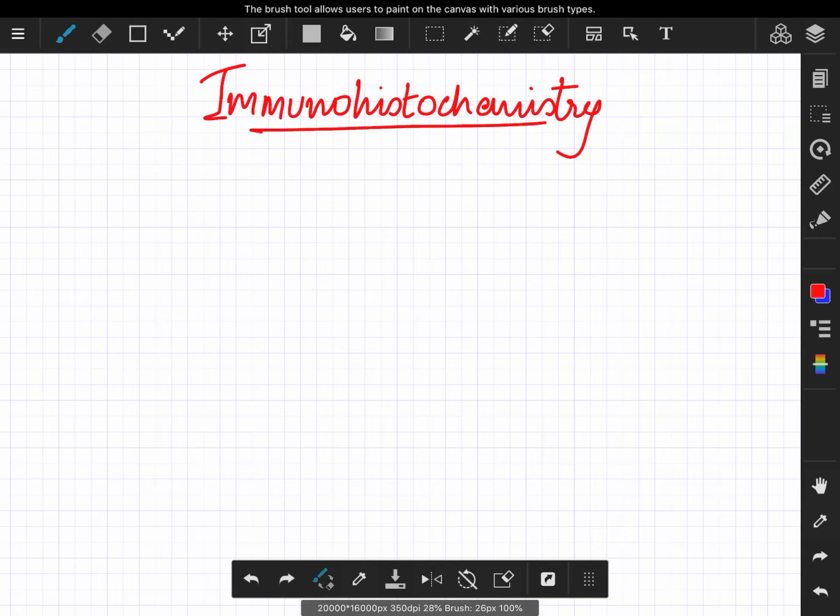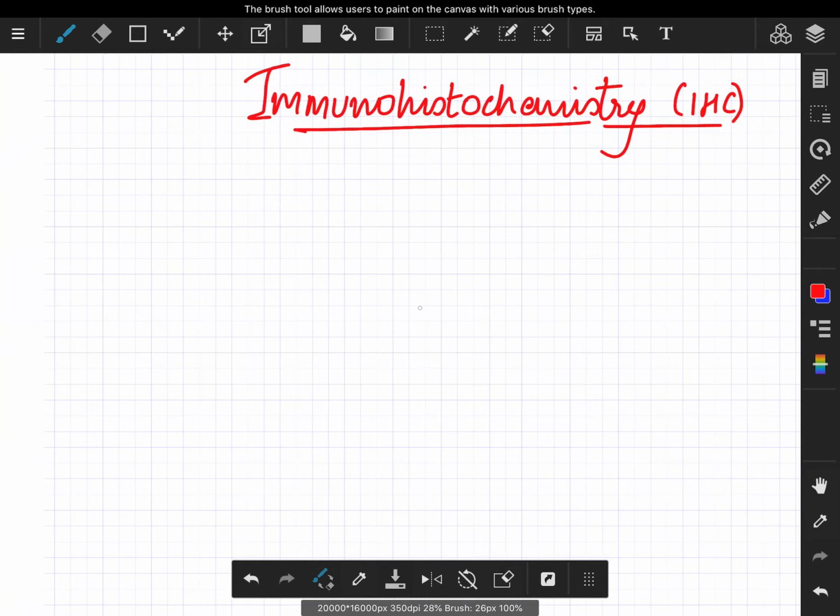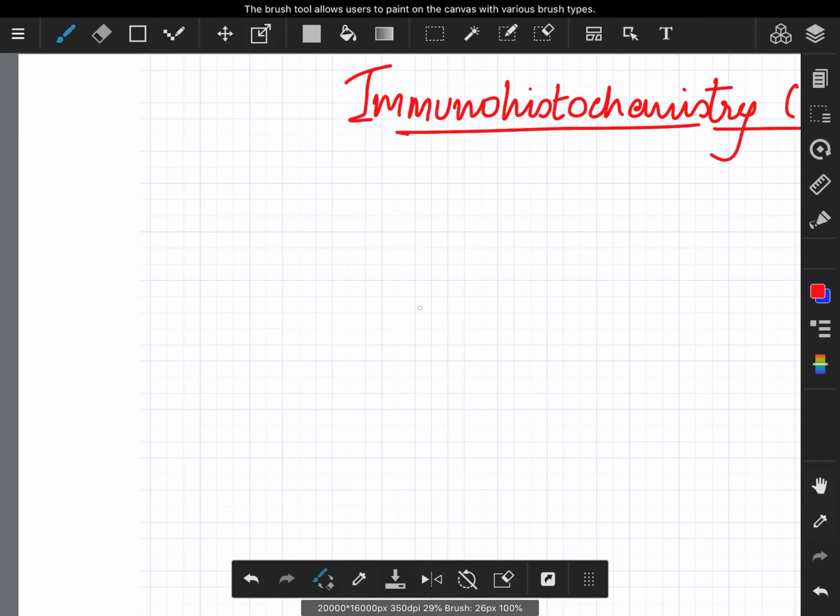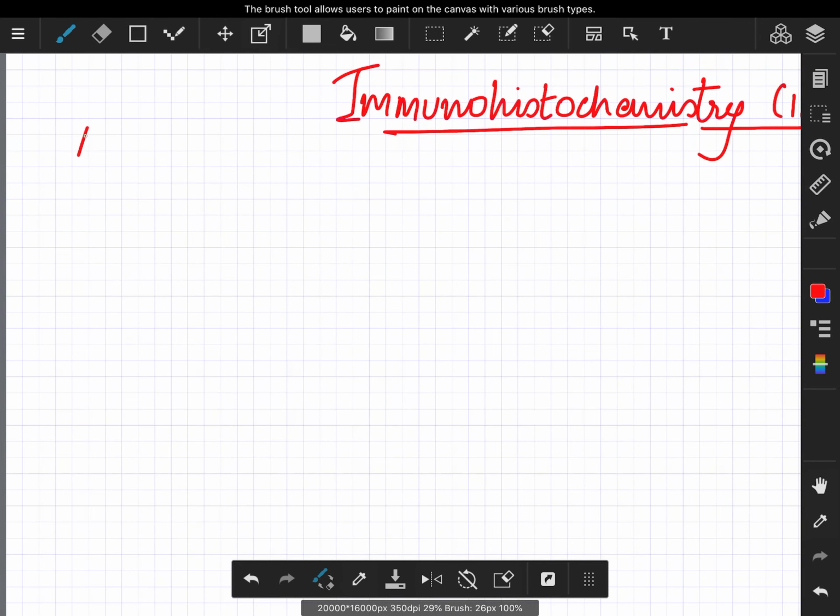In this presentation, I'll try to cover the application and the interpretative information about the immunohistochemical technique. So let's start with the application of immunohistochemistry. Where do we apply this technique? We apply this technique for diagnostic purposes.